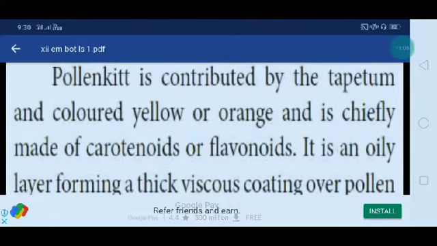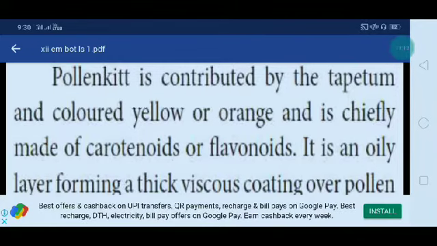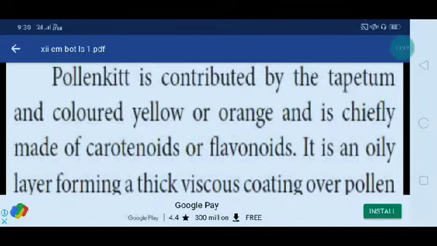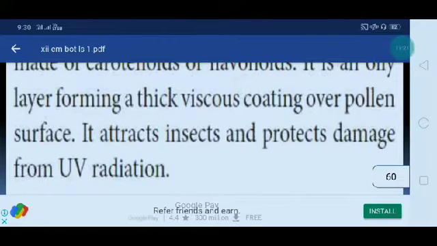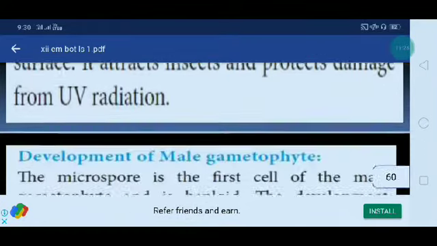Next one is pollen kit. The pollen kit is contributed by the tapetum and is colored yellow or orange in nature, and it's chiefly made up of carotenoids or otherwise flavonoids. It is an oily layer forming a thick viscous coating over the pollen surface. It attracts insects and protects from damage by UV radiation also.